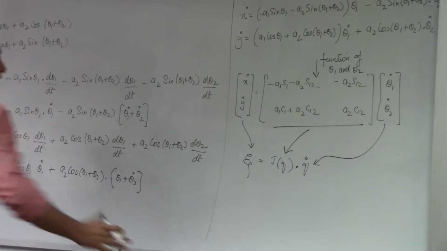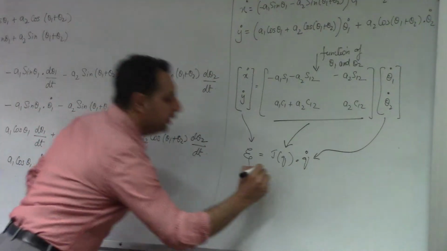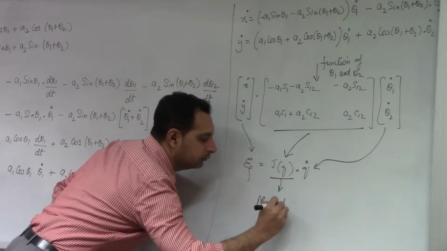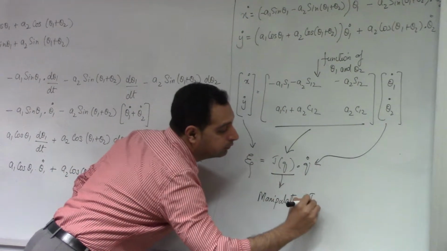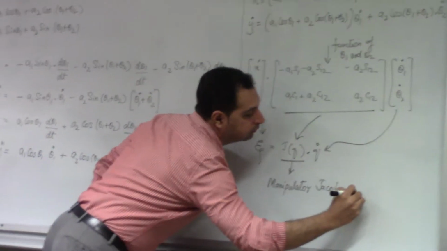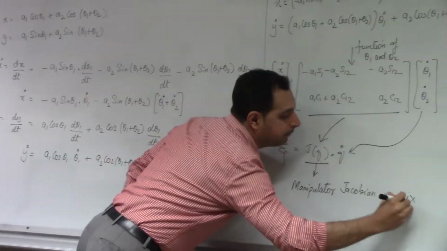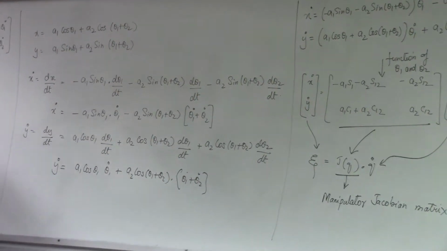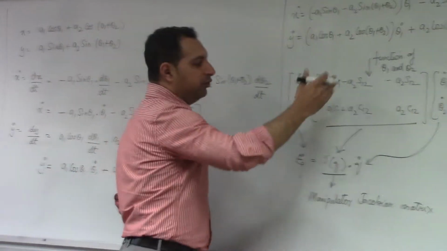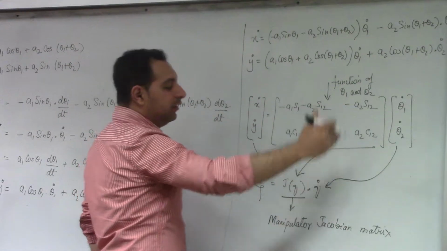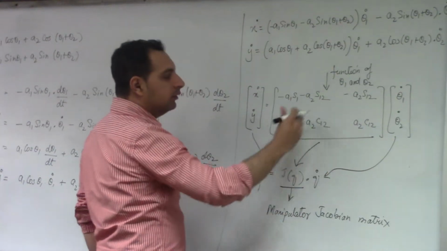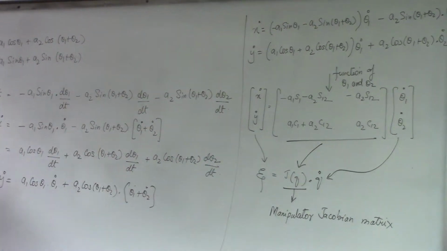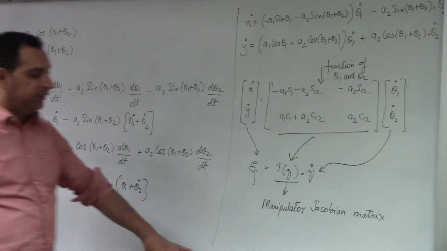Now, if you look at the expression, this is called the manipulator Jacobian matrix, and it is an n by n matrix. So it is J, n by n. If you have 6 degrees of freedom, it will have 6 columns. So the number of columns in the matrix J will be the number of degrees of freedom.